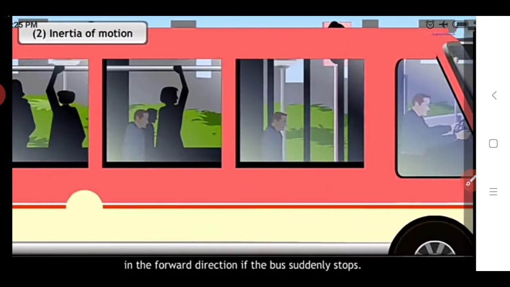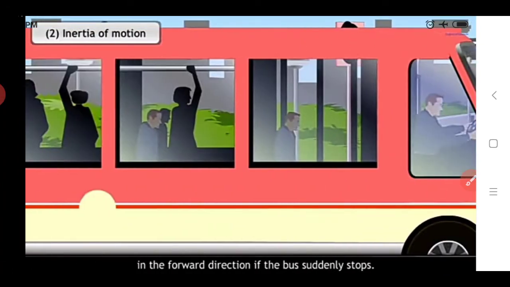Also, we see the bus. We are pulled or jerked in the forward direction when we travel inside the bus and it suddenly stops. Why has this happened? Because the objects or passengers present inside the bus have inertia of motion. So due to this inertia of motion, when we apply the opposite force or stop the bus suddenly, the passengers sitting inside the bus get jerked in the forward direction.